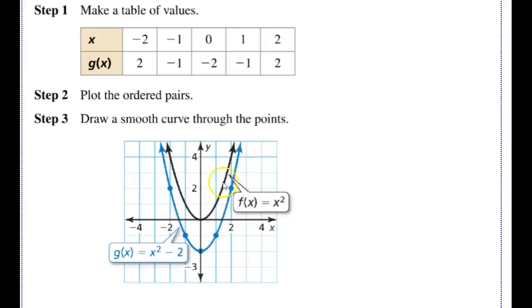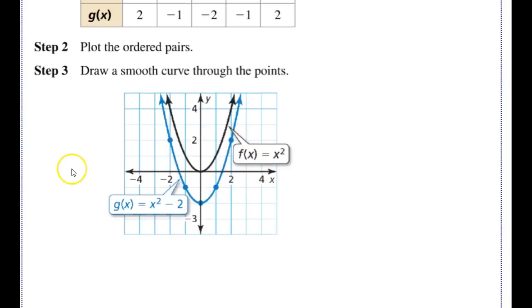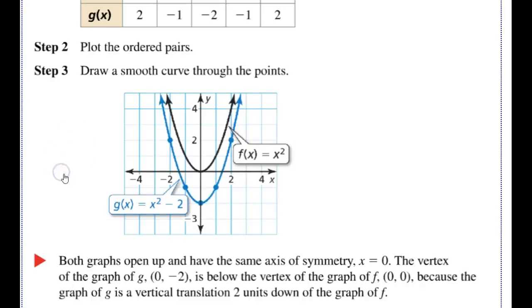So you'll see my blue line is the new graph, my g of x. This black line is my parent function, or my f of x. I was asked to compare the two, and what I know is different and the same. I see that both of these graphs open up. They both have the same axis of symmetry, which is at x equals 0.